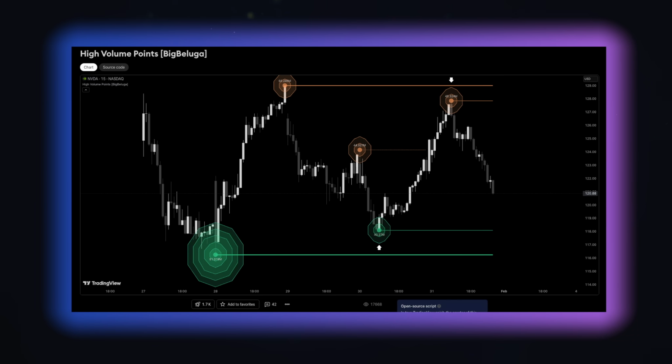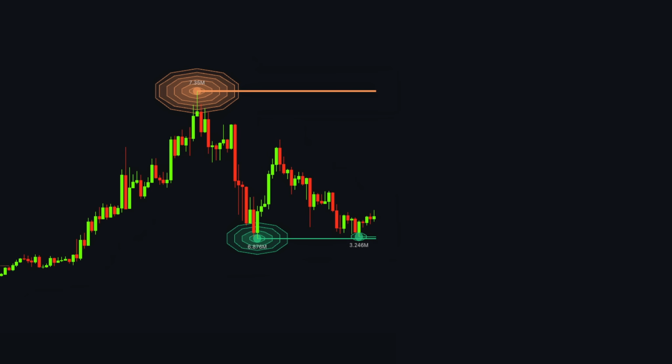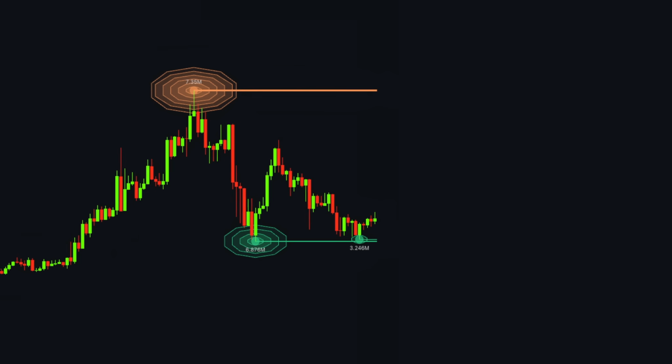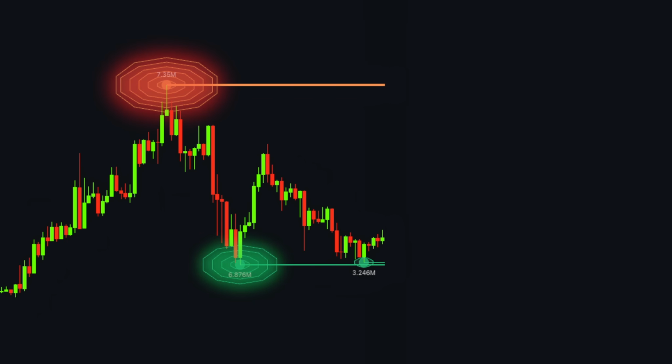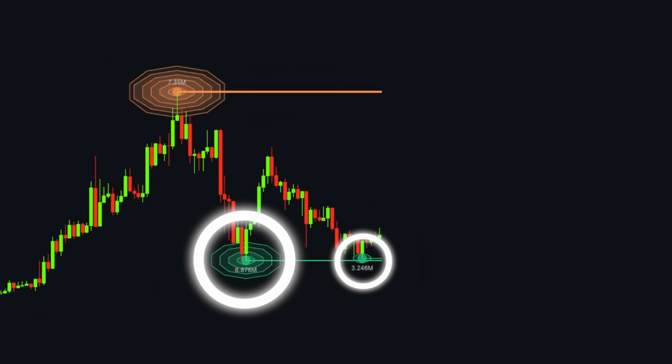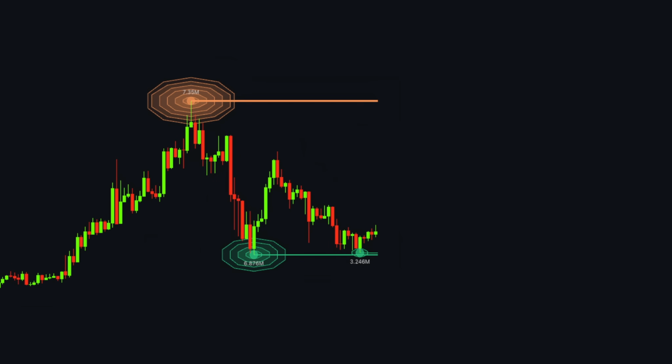Next up on my list is an indicator called High Volume Points Big Beluga. The moment you add this tool to your chart, you'll notice something unique. Large, dynamically sized concentric circles marking pivot highs and lows. But these aren't just random points. They represent areas of exceptionally high trading volume. The bigger the circle, the more significant the market activity at that level. Each circle also displays the exact volume, making it easy to see where the heavy hitters are entering the market.